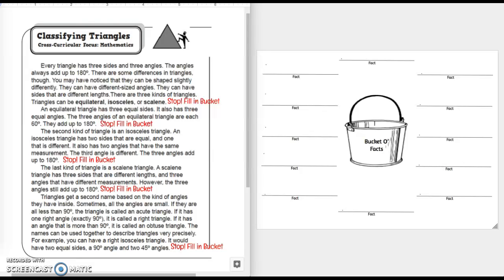Hi class, today we're going to read a passage about classifying triangles. While reading this passage, you're going to be using a reading strategy called Gather Up Facts. You should have a worksheet in front of you with the reading passage at the top and a graphic organizer called Bucket of Facts at the bottom.